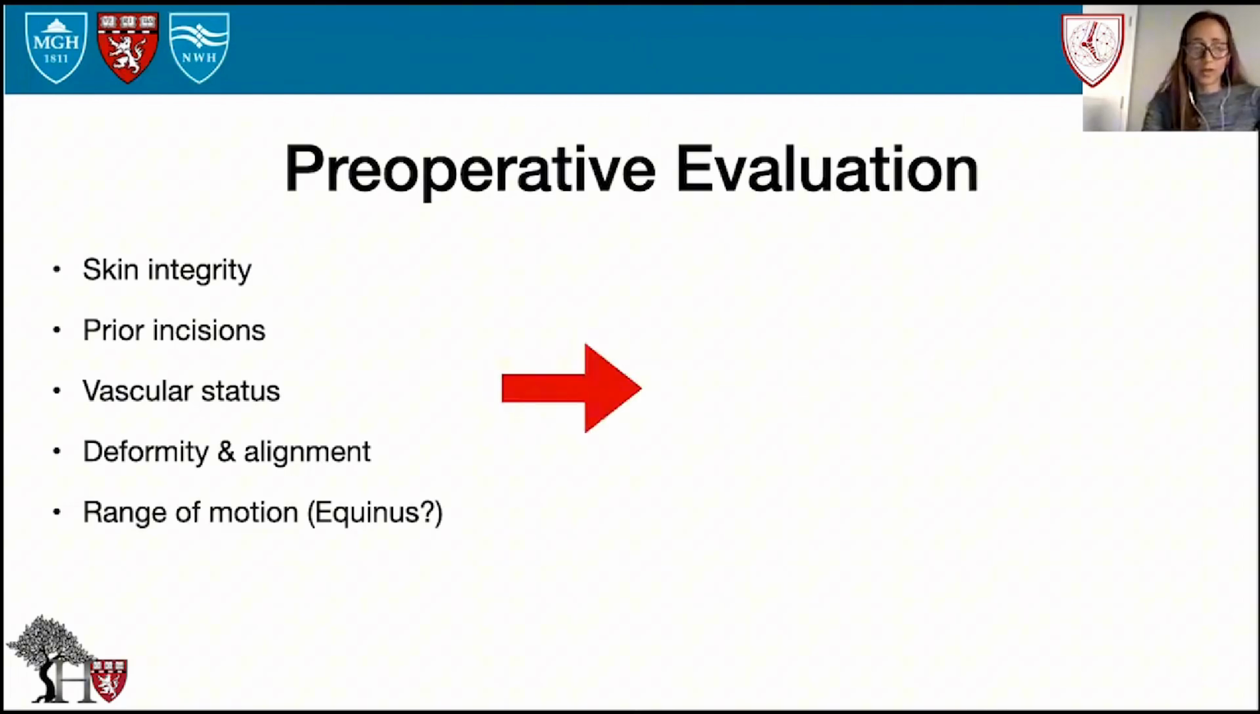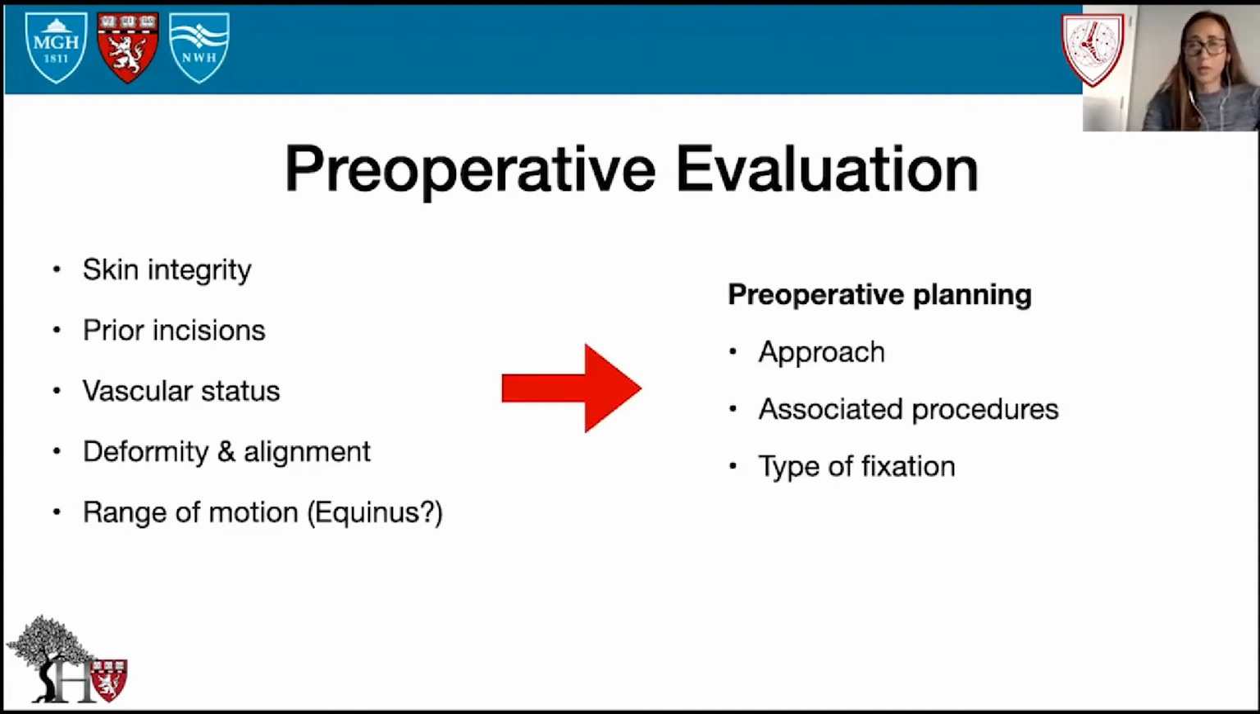All these parameters will determine your appropriate planning in terms of what surgical approach and any associated procedures. In cases where the patient has any contracture, for example in equinus, the patient will need an Achilles tendon lengthening or a stretcher procedure to achieve an appropriate position of the arthrodesis, and ultimately to determine the type of fixation for these patients as well.